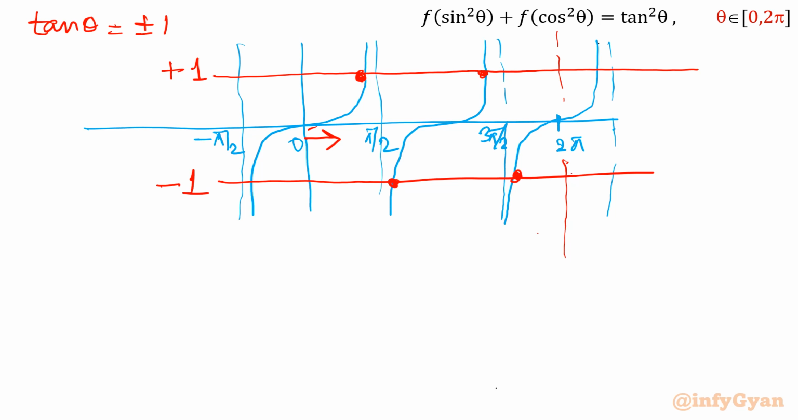Now you can see there are 4 intersections. The first one, let me write here, is pi by 4. Then it is 3 pi over 4, 5 pi over 4, and the last one is 7 pi over 4, which is slightly less than 2 pi. So you can see there are 4 intersections of the tan graph with the lines y equal to 1 and y equal to minus 1. Okay, this is how we can find the solutions using graphs.